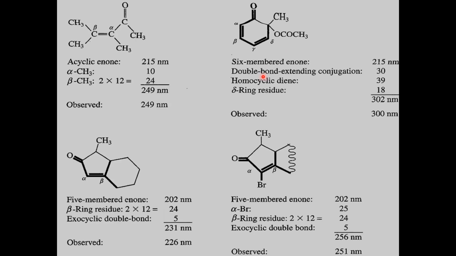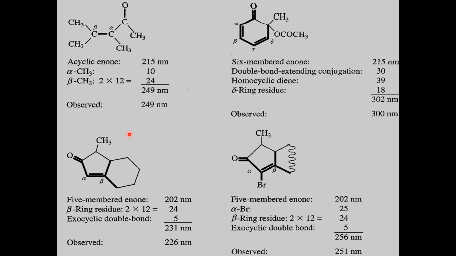The second chromophore talks about the enone ring system. The enone ring system, which has a cyclic enone or six-membered enone, a parent chromophore will display lambda max at 215 nanometers. The presence of extended conjugation will increase the chromophore lambda max by 30. However, the exocyclic double bond will increase also by 5.